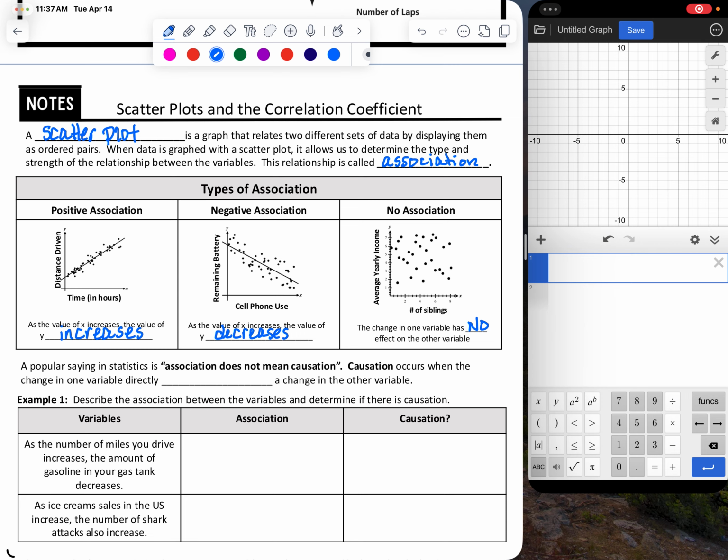Now, no association means the change in one variable has no effect on the other variable at all. In other words, on the x-axis we have number of siblings, and on the y-axis we have the average yearly income. So this is saying that there's no relationship whatsoever between how many brothers and sisters you have and the amount of your average yearly income.